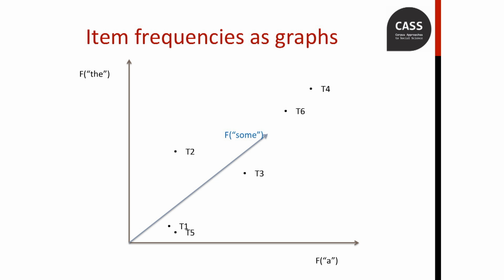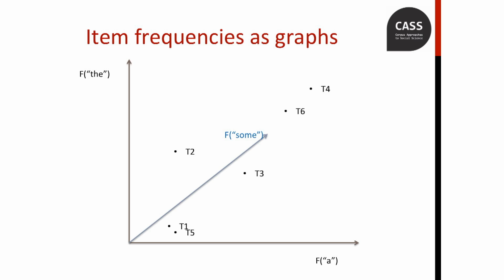Let's say we've got a corpus of 6 texts, and we look at the frequency of a and the frequency of the in each of the 6 texts. We're interested to see if these two things correspond. Intuitively you might say, probably they would. If you've got lots of noun phrases, for instance, you'll have lots of the and lots of a. If you have few noun phrases, then you'll have fewer. So we might expect them to trend together.